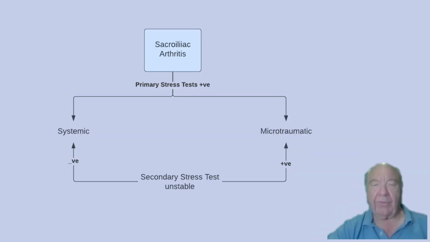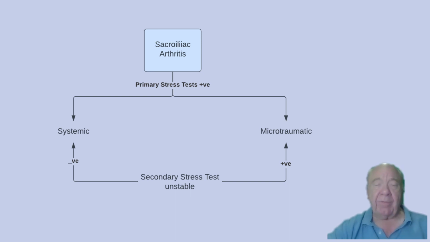Okay, so as I said, basically the primary stress tests are pain provocation tests, whereas the secondary stress tests are tests for instability of the joint. The way you can integrate the two tests is with sacroiliitis, you would expect to see the primary stress test to be positive, one, two, or all three of them actually. But we're also looking, so we can say we've got sacroiliitis. So now we're looking for what type of sacroiliitis it is.